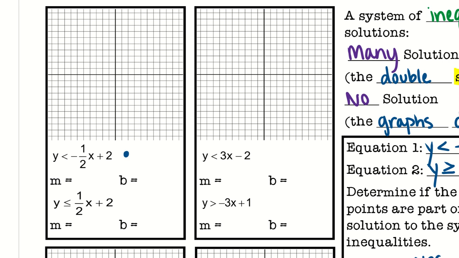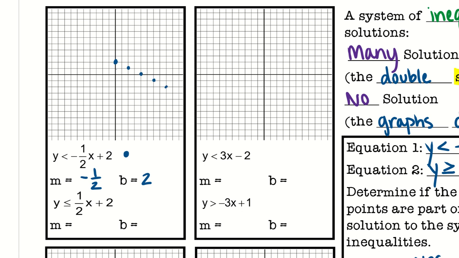So I'm going to start with blue. This one, the slope is -1/2 and the y-intercept is 2. So I'm going to start at 2 on the y-axis and the slope is -1/2. That means I need to go down 1, right 2, down 1, right 2.